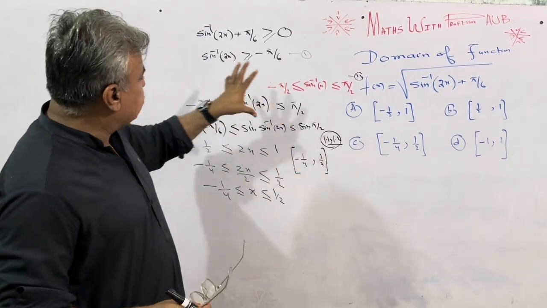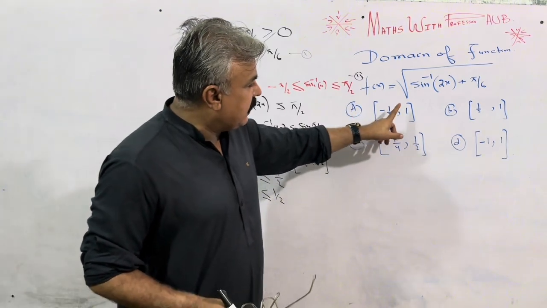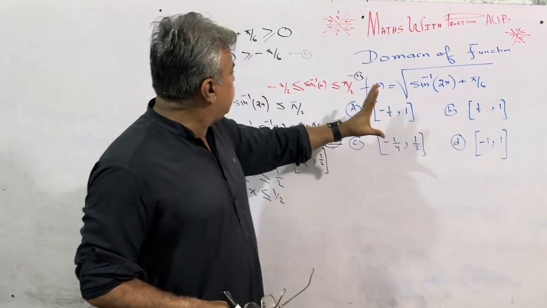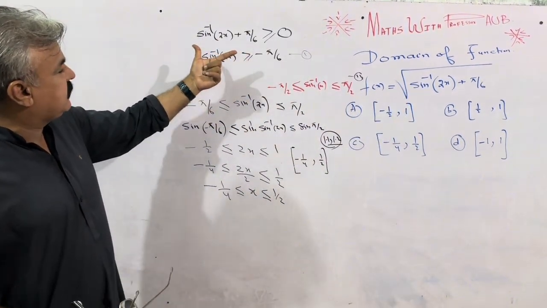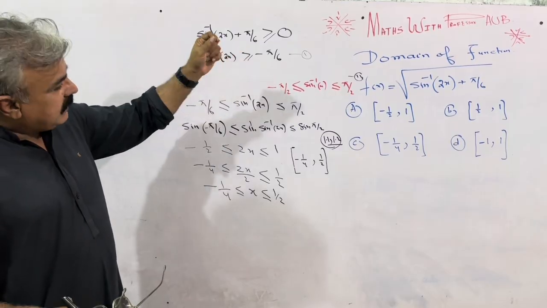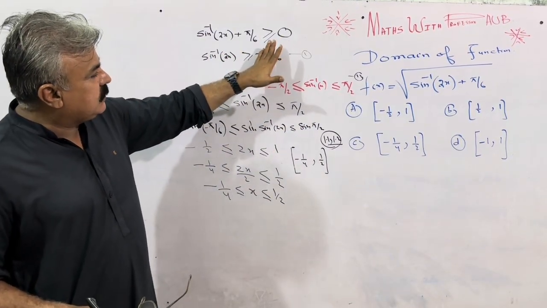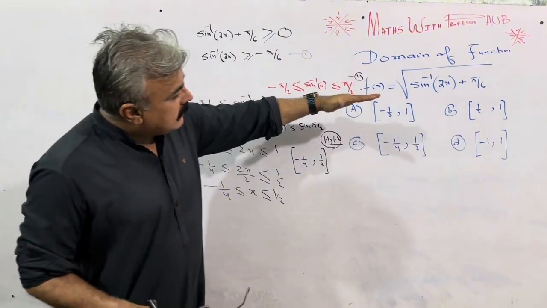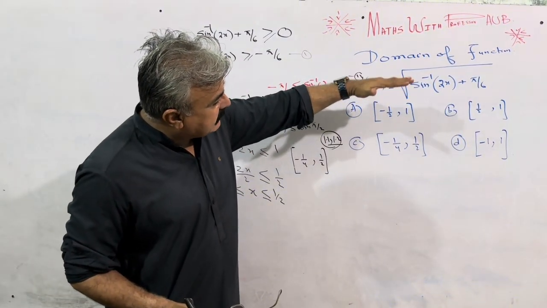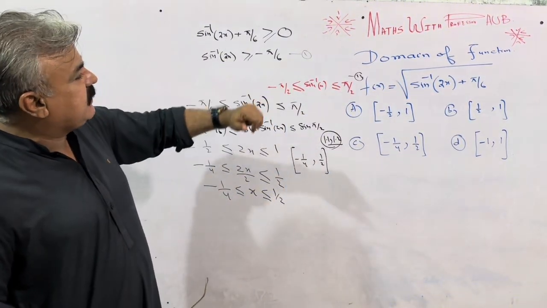From where does this idea come? In the case of a square root, we cannot afford negative values. Look at the first restriction that we have taken. Whatever is inside the square root, we have taken greater than or equal to 0. Equal to 0 is allowed because our function lies in the numerator.